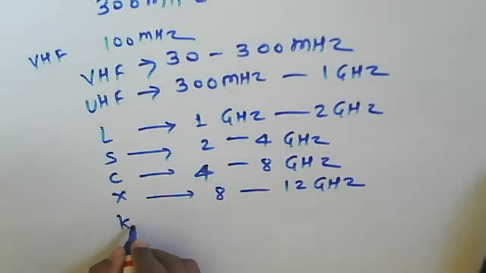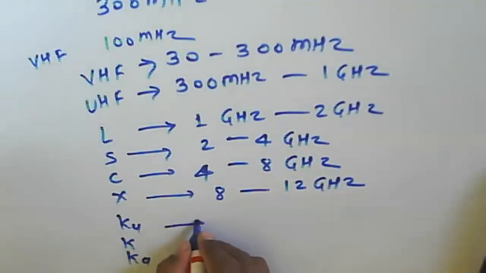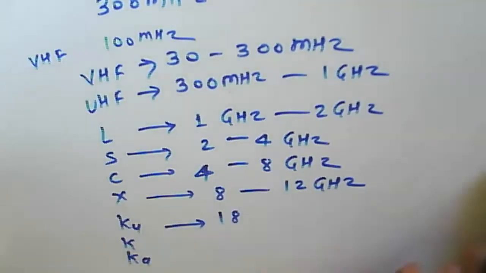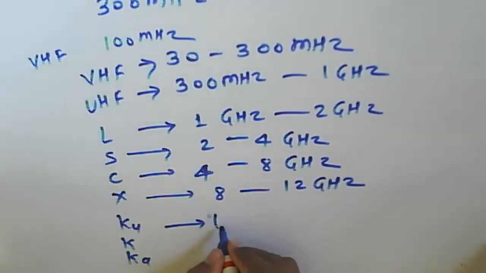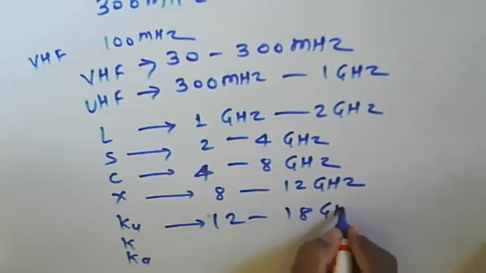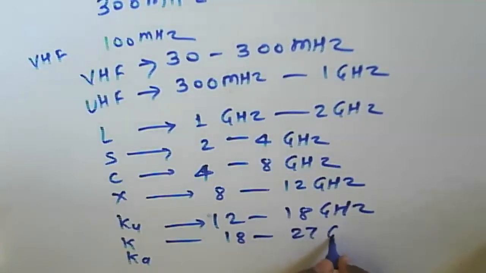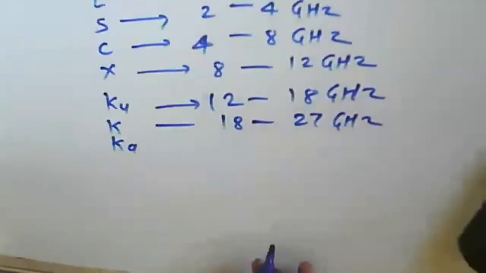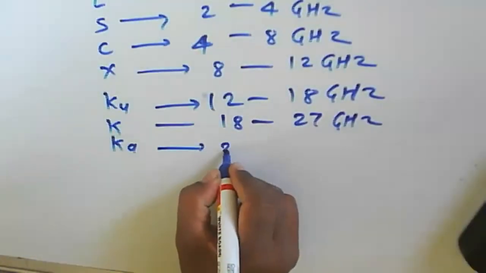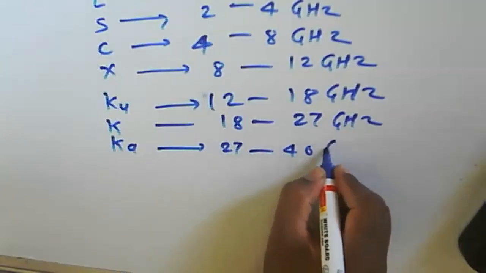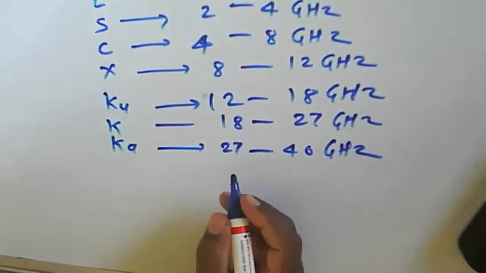Then Ku band, K band, Ka band. In that case, we consider 12 to 18 gigahertz. Then we have 18 to 27 gigahertz. And then K, 27 to 40 gigahertz.